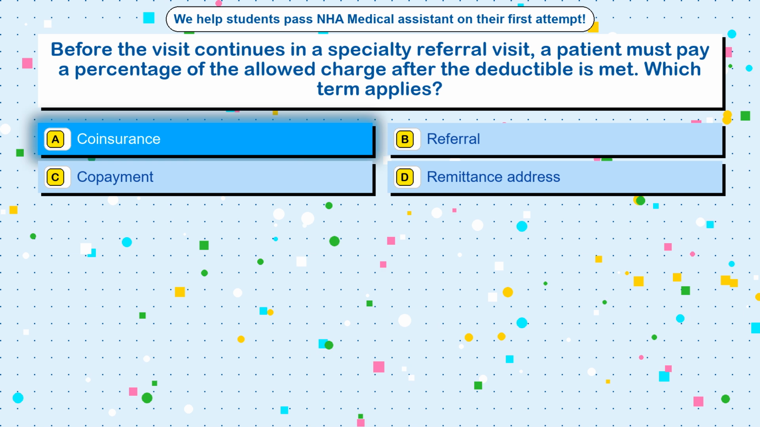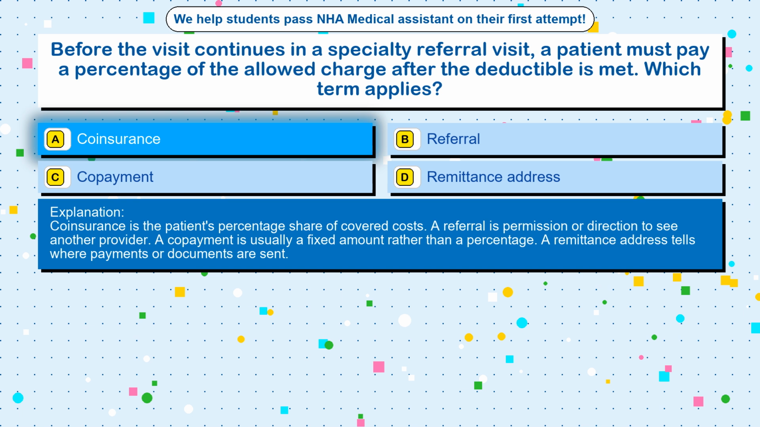The correct answer is option A, coinsurance. Coinsurance is the patient's percentage share of covered costs. A referral is permission or direction to see another provider. A copayment is usually a fixed amount rather than a percentage. A remittance address tells where payments or documents are sent.